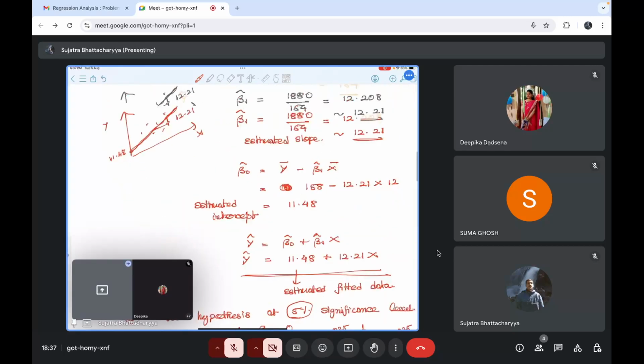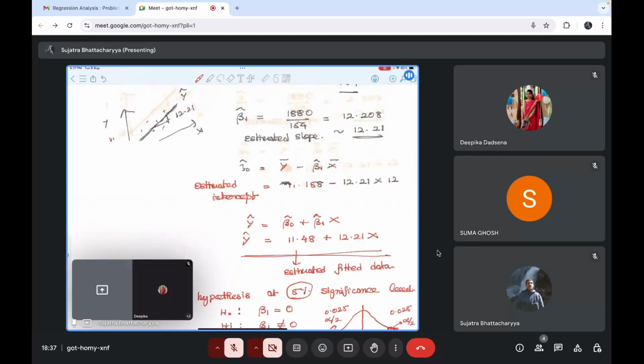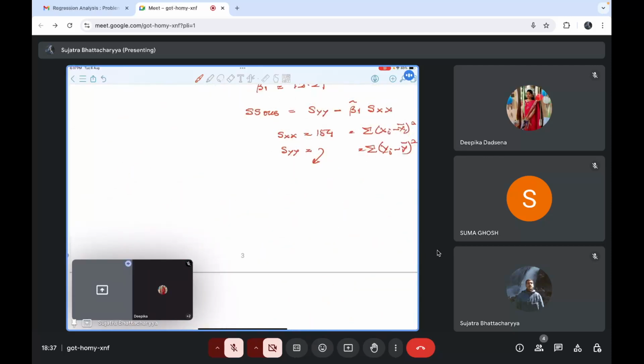So do we have yi minus y bar? Yes, we have this. So this we have to square. Let me just write it here. This will be minus 180 square plus minus 38 whole square plus 22 whole square plus 52 whole square plus 82 whole square. That comes out to be, I have calculated, 25280. Okay, so this becomes my Syy. Nothing but this. We have calculated this.